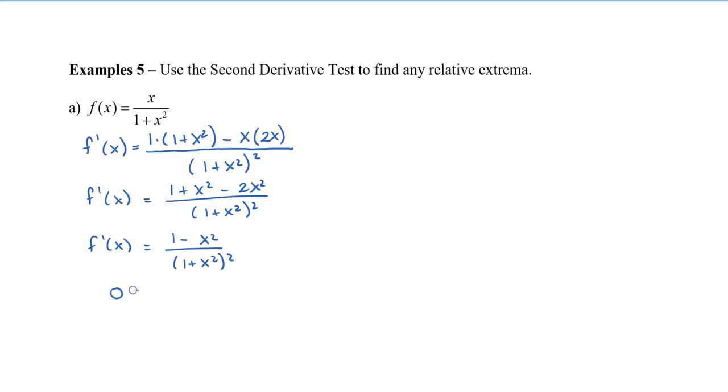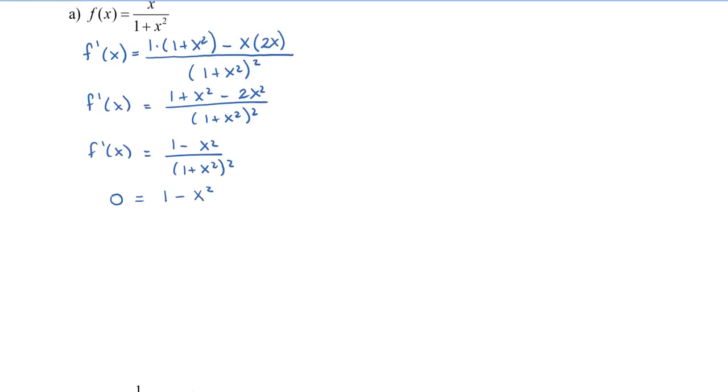Set this equal to 0. So really we are only concerned with our numerator. And then we have x squared equals 1. So x equals plus or minus 1. Now we should also check to see where our denominator is undefined. So we have 1 plus x squared equals 0. So x squared equals negative 1. So there is no place that this happens. So here, there is no solution. So the only place we need to check is where x is equal to plus or minus 1.